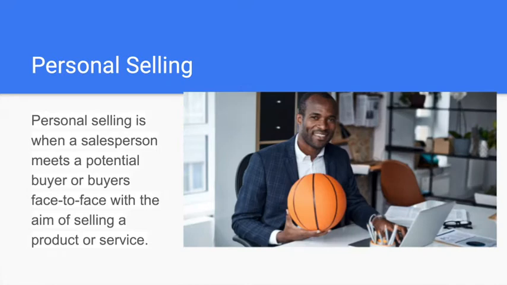Personal selling is when a salesperson meets a potential buyer or buyers face to face with the aim of selling a product or service. So, for instance, here is a picture of a guy who sells season tickets for a professional basketball team. I remember when I was buying my season ticket package from the Rangers, I called them up first and talked to them on the phone. They asked me what my intent was. I wanted to buy a half season, and they had me come down to the stadium, sort of like test driving the car.